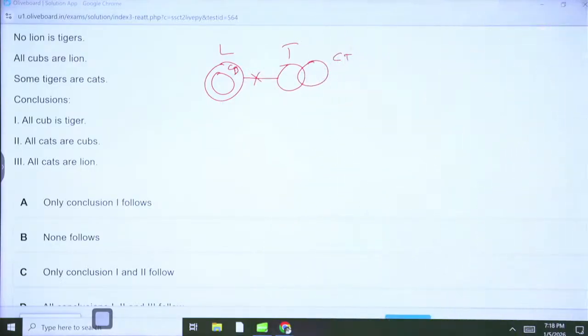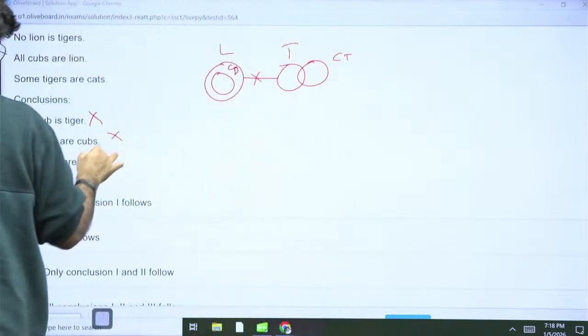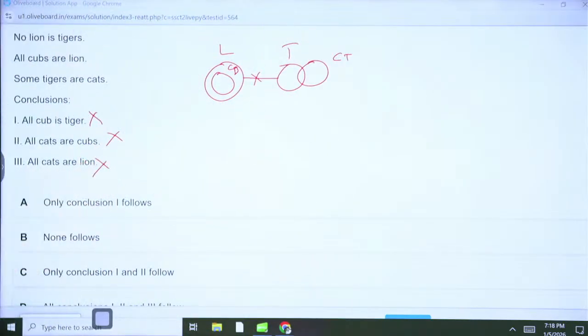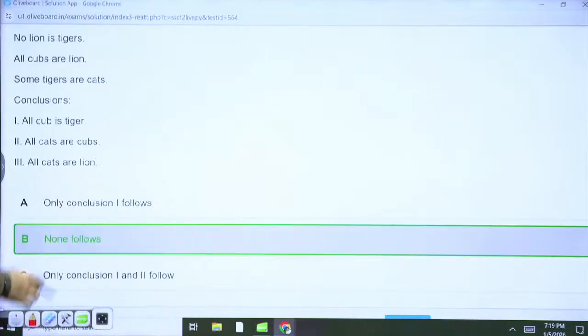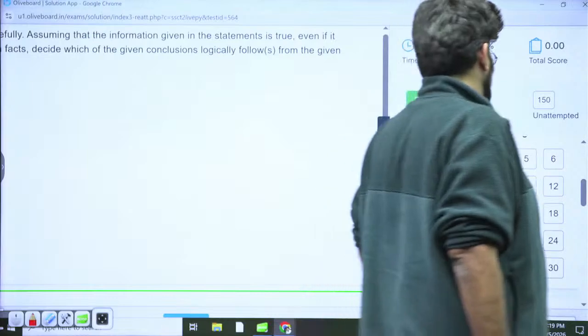All cubs are tigers, not at all. All cats are cubs, not at all. All cats are lions, not at all. None follow. Option B. Possibility would have been a different case, but in definite it is none follows. Very easy question. 34 seconds. Nice. Next.